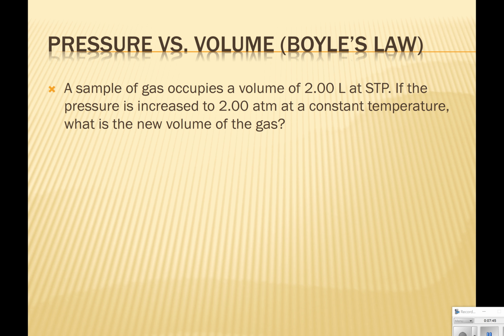Now we have a sample of gas that occupies a volume of 2 liters at STP. Remember, STP is standard temperature and pressure. We can find those values on Table A. If the pressure is increased to 2 atmospheres at a constant temperature, what is the new volume of the gas?